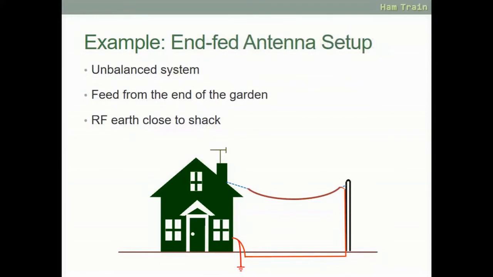An end-fed antenna setup. This is an unbalanced antenna. It is fed from the end of the garden. So you'll notice the coax runs, again, underground to the other end of the garden, and the antenna is fed from that end because it's taking the feed point away from the TV antenna. And that way you're going to cause less interference. Again, the RF earth is close to the shack.